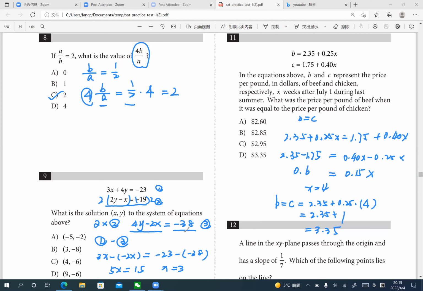Then we subtract equation 2 from equation 1. On the left side, we get 3x minus negative 2x, which is 5x, and 4y minus 4y is 0. The right side is negative 23 minus negative 38, which is 15. So 5x equals 15, and x equals 3. Since only option B has the x coordinate 3, we choose option B.